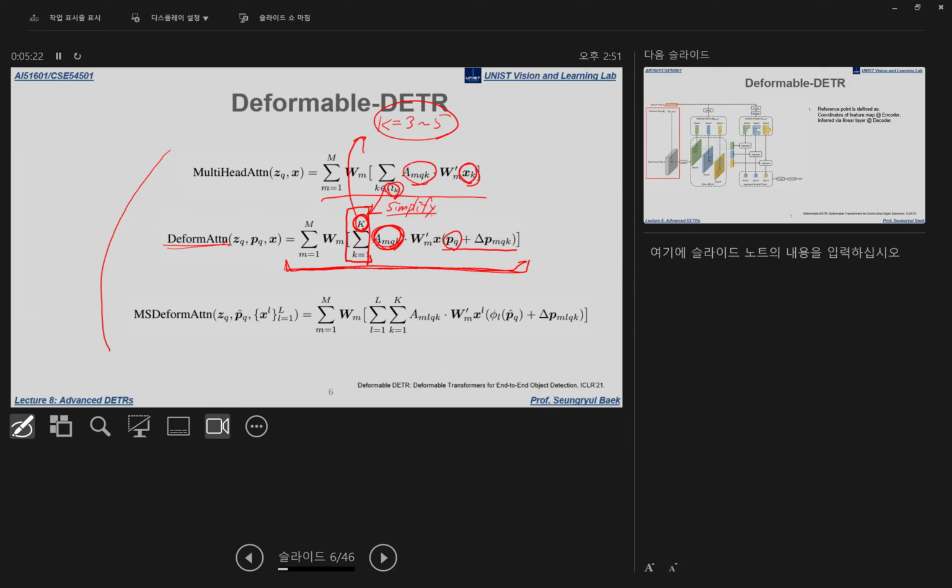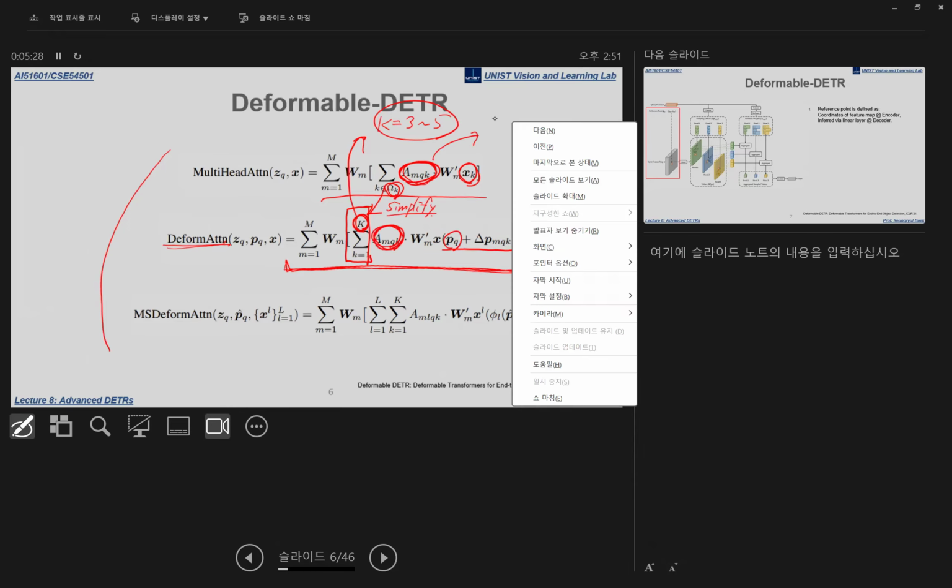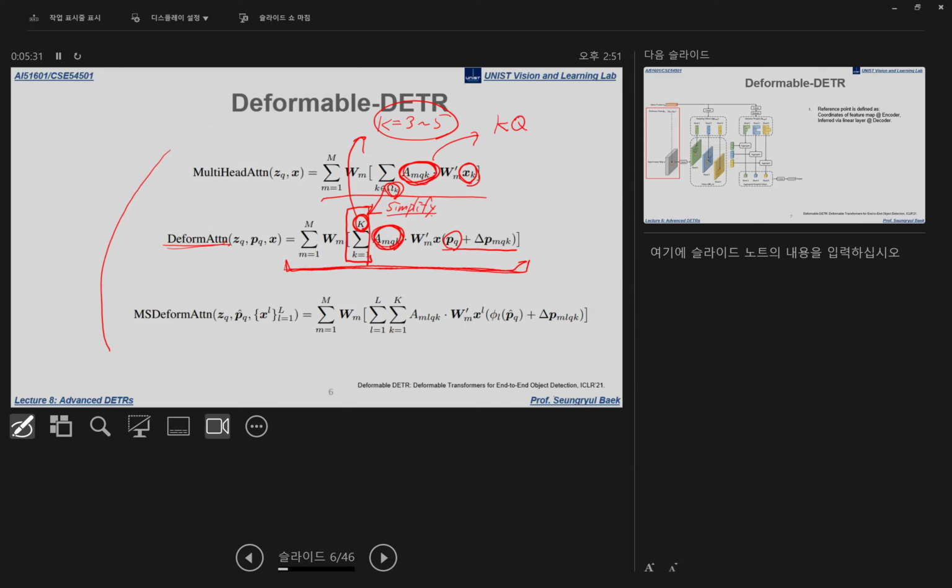So previously, when calculating this A matrix, we explicitly applied this type of multiplication between the query and K matrix. But here, when calculating this A matrix that measures the contribution of this feature, we estimate it by applying some linear operation to the query pixel features. So this is another difference made to the deformable attention mechanism.